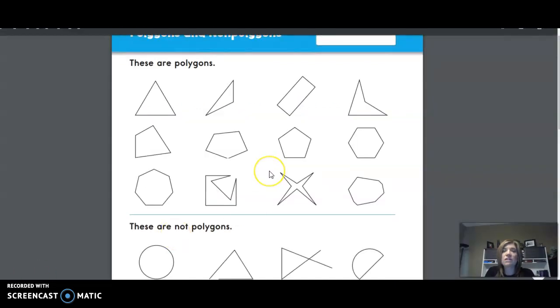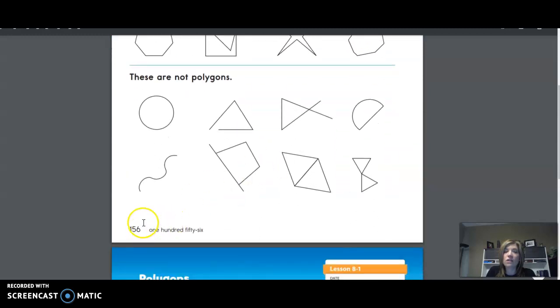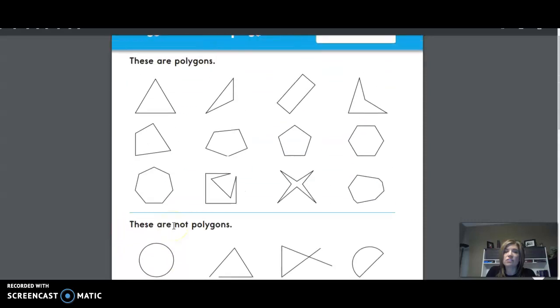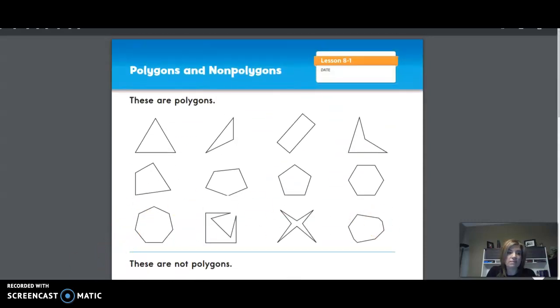Okay, now friends, we're going to need to use our math journal. So you're going to turn to page 156 in your math journal. I'll give you just a moment to do that. Okay, now that you're on page 156 in your math journal, you can see at the top that we're going to start talking about a special vocabulary word called polygons.